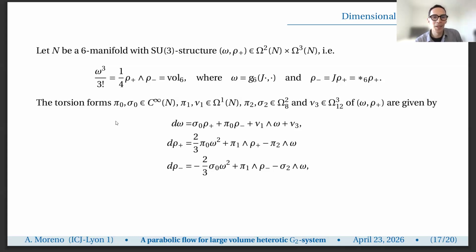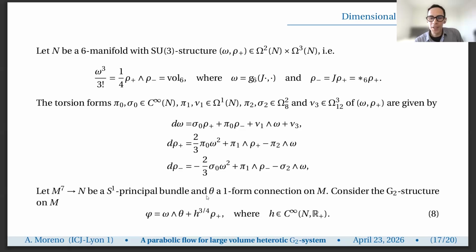You have 7 torsion forms, which describe each component of omega, d rho plus and d rho minus. Rho plus is the real part of the complex volume form, and rho minus is the imaginary part of the complex volume form.